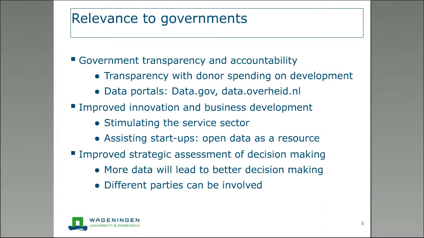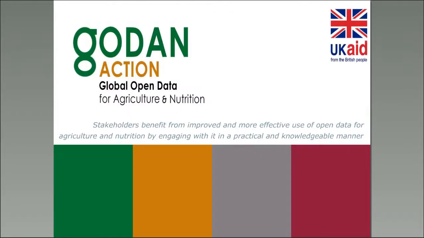So this is why governments invest in open data and in sharing information. As a result, and to translate that to agriculture and nutrition, there's the GODAN network, which you maybe have heard about, Global Open Data on Agriculture and Nutrition. Specifically, I'm working in a project together with the FAO called GODAN in Action, focusing on enabling people in the effective use of open data. This is funded by UKAID.